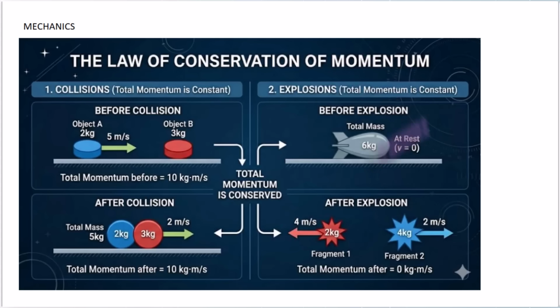For example, in this scenario, this object before it explodes has a mass but doesn't have a velocity. It is at rest, so its momentum is zero. And after explosion, the fragments move in opposite directions to conserve momentum. If you add up these momenta, momentum being a vector quantity, since they're in opposite directions, their momenta cancel each other out.